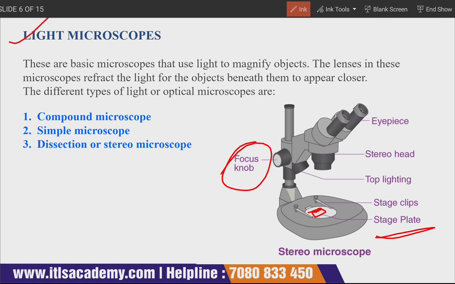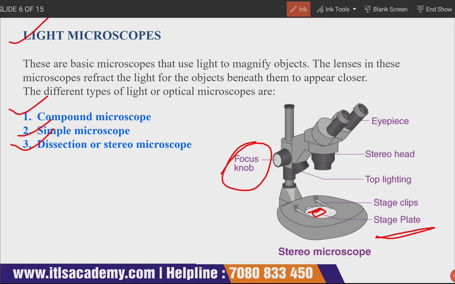Now coming to the light microscope, that is the first one. These are basic microscopes that use light to magnify objects. The lenses in these microscopes reflect the light from the object beneath them to make it appear closer. The different types of light or optical microscopes are the compound microscope, the simple microscope, and lastly the dissection or stereo microscope. So basically it is a very common, very basic type of microscope.